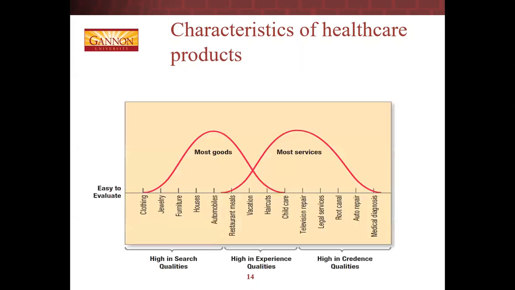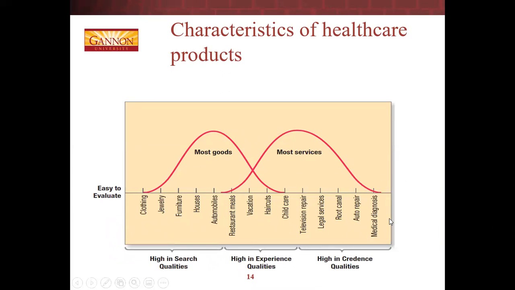Next is the types of products in healthcare are different. So marketing services is very different than marketing products. And a lot of what we have in healthcare are services. We have products too, but here's a continuum of mostly goods to mostly services. And goods products are easy to evaluate, and we call them high in search qualities. You can search for it. You can go from store to store if you still want to do that, and you can actually touch that product. And those are search qualities.